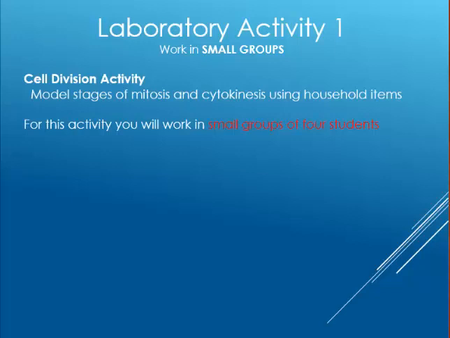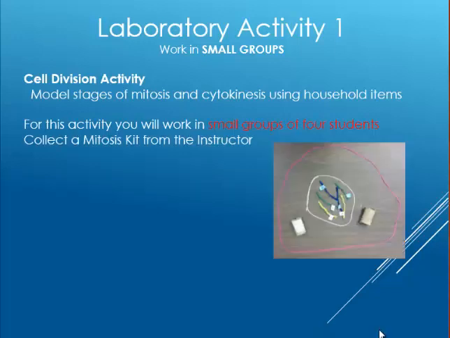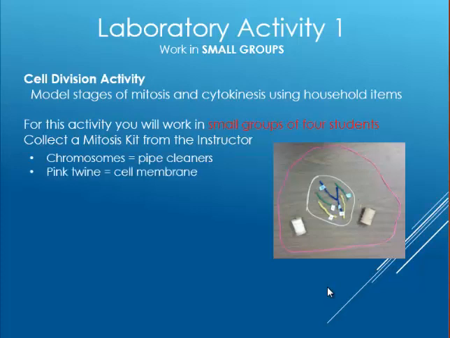Again, work in small groups of about 4 students and go collect a mitosis kit from the instructor. In that kit, you'll find various bits of string and pipe cleaners and some spools that will represent different cellular components that are involved in the cell division process in somatic cells. The chromosomes will be represented by pipe cleaners. Pink twine will serve as the cell membrane.